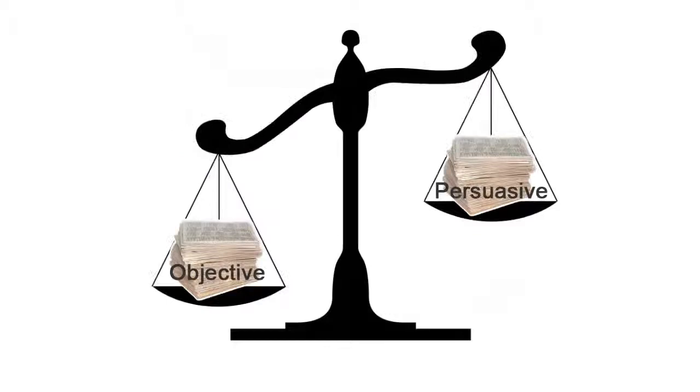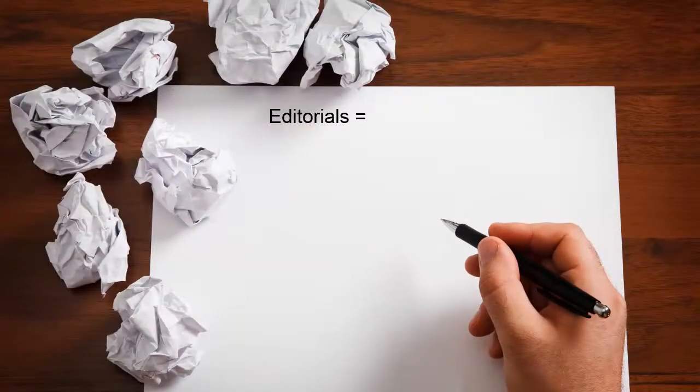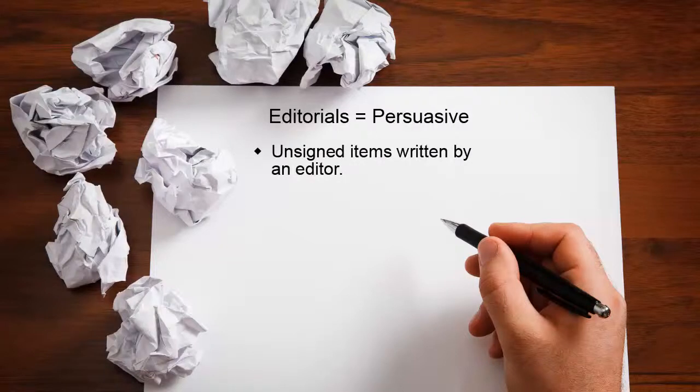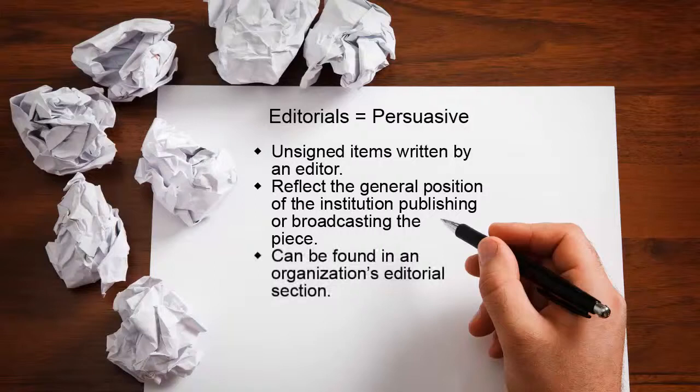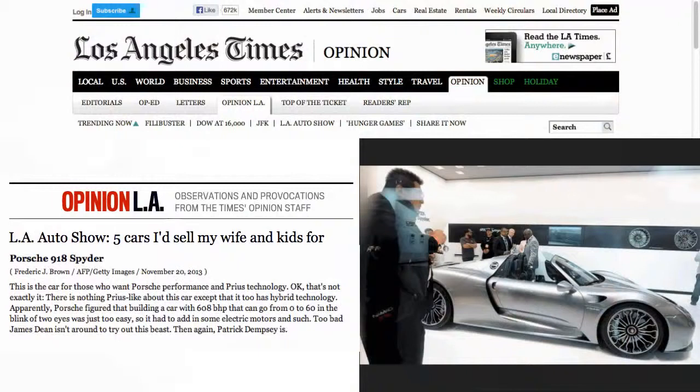It's not always easy to decide whether a news item is persuasive or objective. You need to evaluate it for yourself before you can make a decision about what to believe. In the case of editorials specifically, you know right away that they are opinions because they are unsigned items written by an editor, reflect the general position of the institution publishing or broadcasting the piece, and can be found in an organization's editorial section.